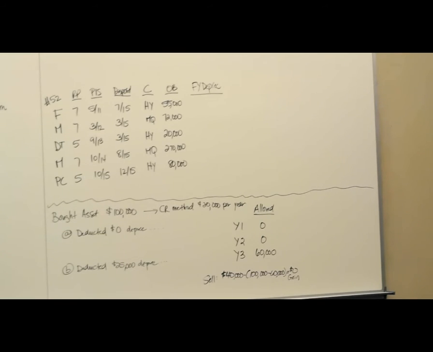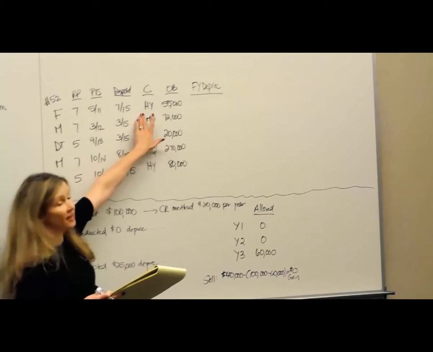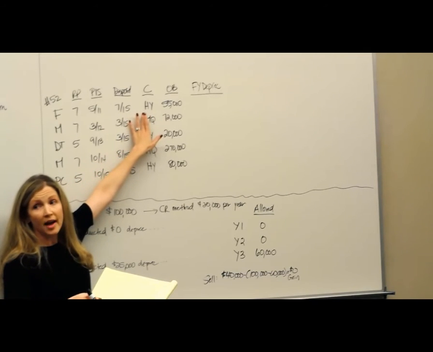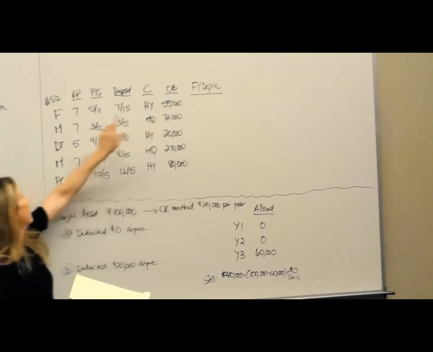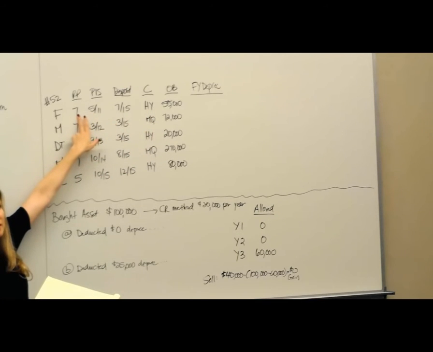All right, guys, it's a half-year asset. It came in as a half-year asset, so it's going out as a half-year asset. It had a 7-year recovery period, so we're going to go to the half-year table. We're going to go to column 7, okay?